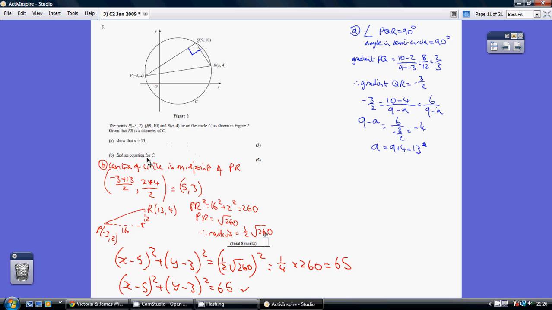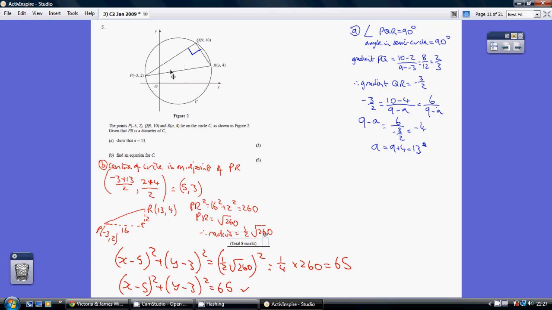Now, to find an equation for C, for the circle, we need two things. We need the centre of the circle and we need the radius. Now the centre of the circle is the midpoint of the diameter, midpoint of PR, and remember we now know the x coordinate of R being 13. So to find the midpoint is the average of the x coordinates, so we average the minus 3 and the 13, and we average the y coordinates, the 2 and the 4, so the midpoint of the circle is 5, 3.